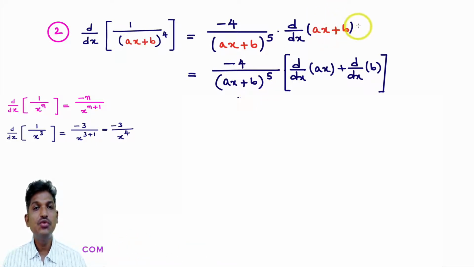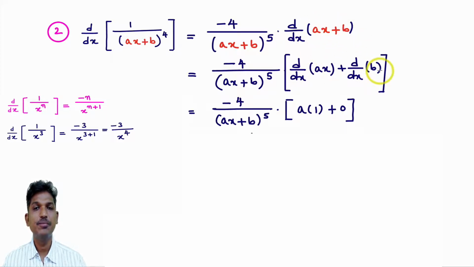How do we differentiate? We differentiate each and every term because we know the derivative of u plus v is the derivative of u plus the derivative of v. So I'll write this as derivative of ax plus derivative of b. Okay, further we'll simplify. This part is as it is, minus 4 divided by ax plus b whole power 5 into derivative of ax. As we learned in basic differentiation, I'll take a outside, I'll differentiate x. The derivative of kx formula I'm applying here. You take a outside. Derivative of x is 1.